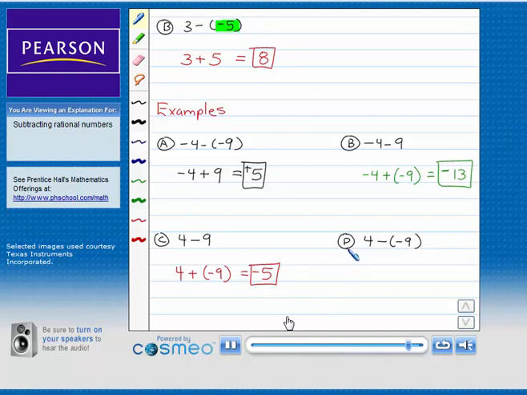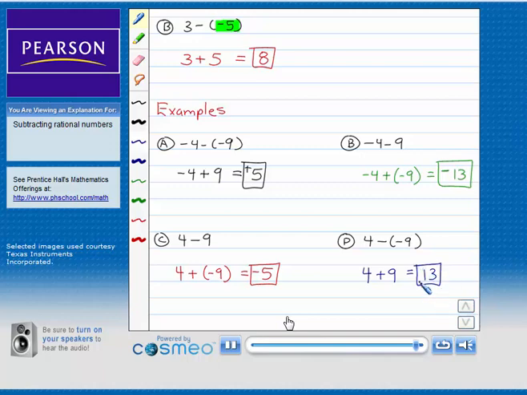And the last example is letter D right here. And we have 4 minus a negative 9. So I'm going to have 4 plus the opposite of a negative 9, which is a positive 9. So my final answer, because I'm adding two positive numbers, is going to be positive. And 4 plus 9 gives me a positive 13.